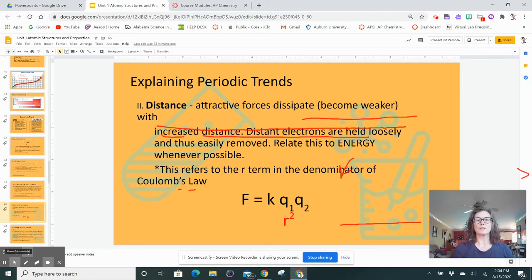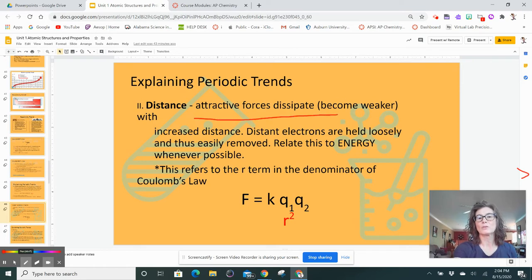So as far as the distance goes, when we're talking about explaining trends and Coulomb's law, let's look at what happens with the distance. Attractive forces dissipate with increasing distance. So the further those charges get away from each other, the weaker the force of attraction between them. So distant electrons are held more loosely and thus more easily removed than ones that are closer to the nucleus.